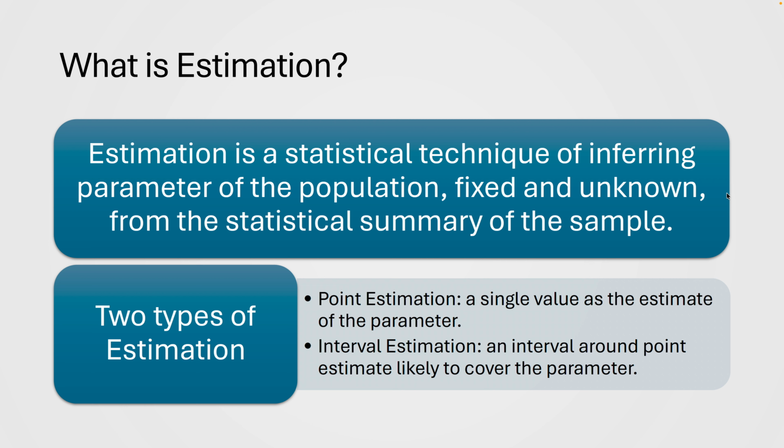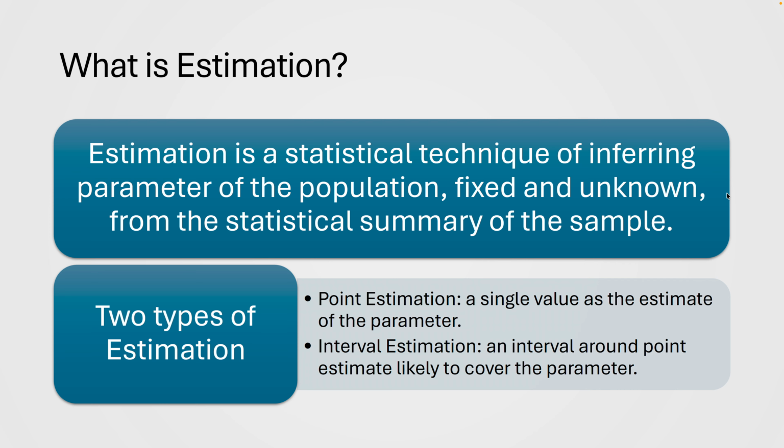There are two estimation techniques: point estimation and interval estimation. Point estimation is a single value estimate of the population parameter, and interval estimation, in addition to the point estimate, provides an interval around that point estimate which is likely to cover the population parameter.